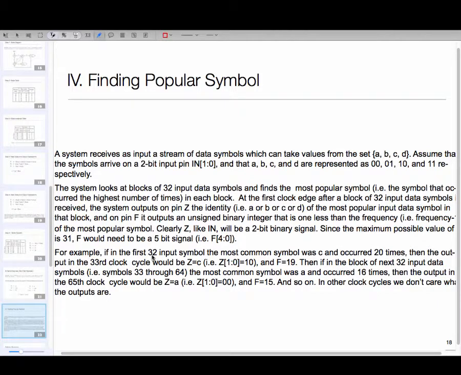For example, if in the first 32 input symbols, the most common symbol was C and it occurred 20 times, then the output in the 33rd clock cycle would be Z equal to C and F equal to 19. Then if in the next block of 32, the most common symbol was A and occurred 16 times, the output in the 65th clock cycle is A and F equal to 15, and so on and so forth. In other clock cycles, we don't care. Okay, how would you approach this problem?